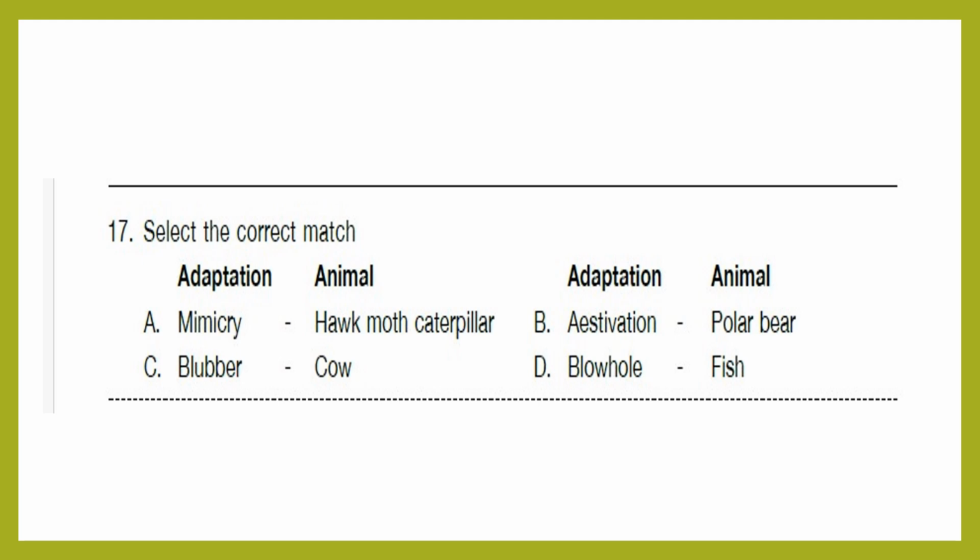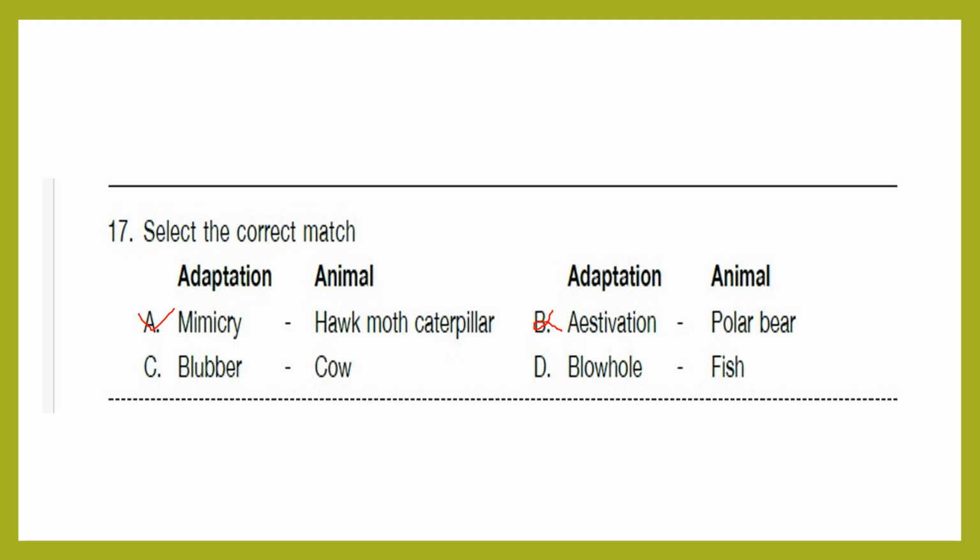Question number 17. Select the correct match. Adaptation and animals. Option A, mimicry, hawk moth caterpillar. Option B, estivation, polar bear. Option C, blubber, cow. Option D, blowhole, fish. And answer is option A, mimicry, hawk moth caterpillar. In option B, polar bear goes under hibernation, not estivation. So option B is incorrect.